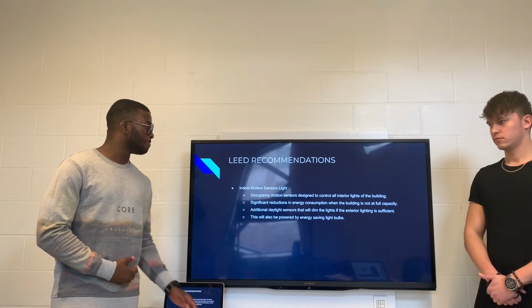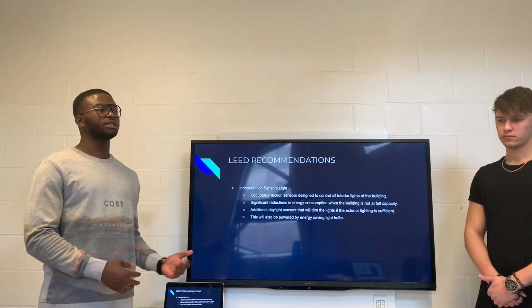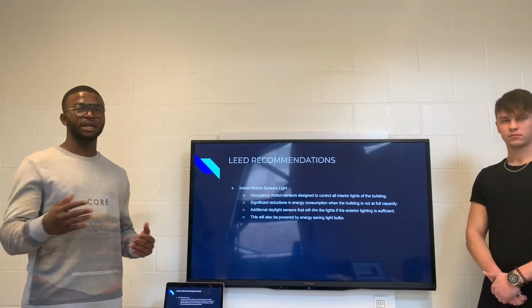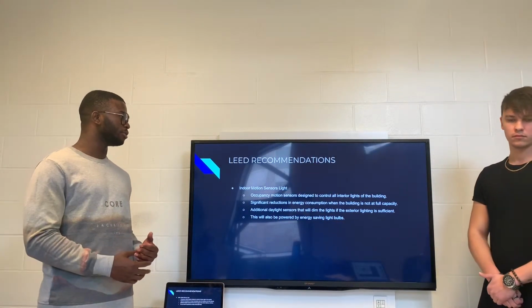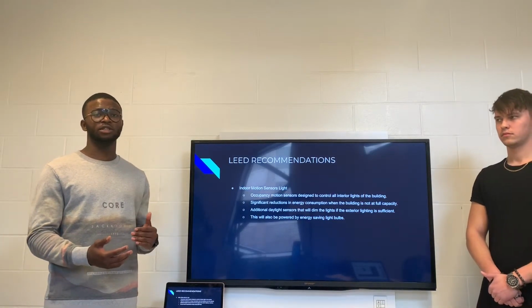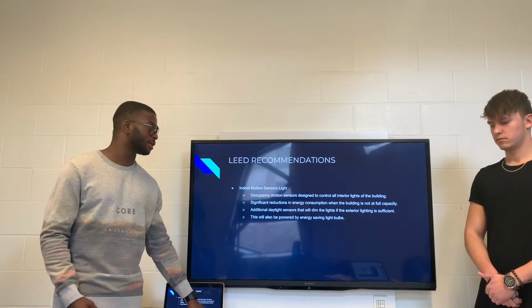Another one we recommended was indoor motion sensor lighting. Not only does this save energy by only activating when there's someone in the building, but it also observes the external rays of light coming into the building, and that way it could reduce its energy consumption and dim the lights a little bit if it's a sunny day, for example.